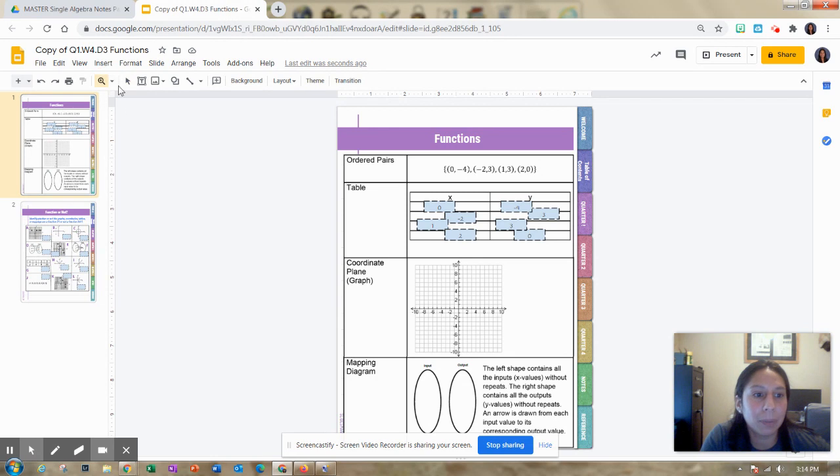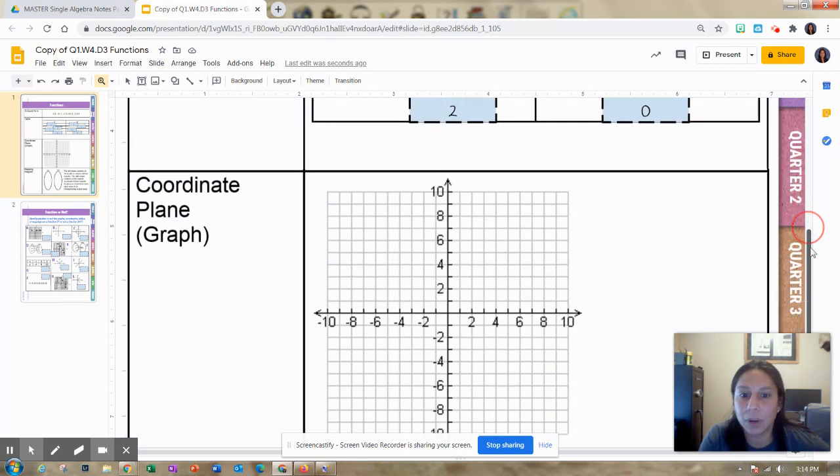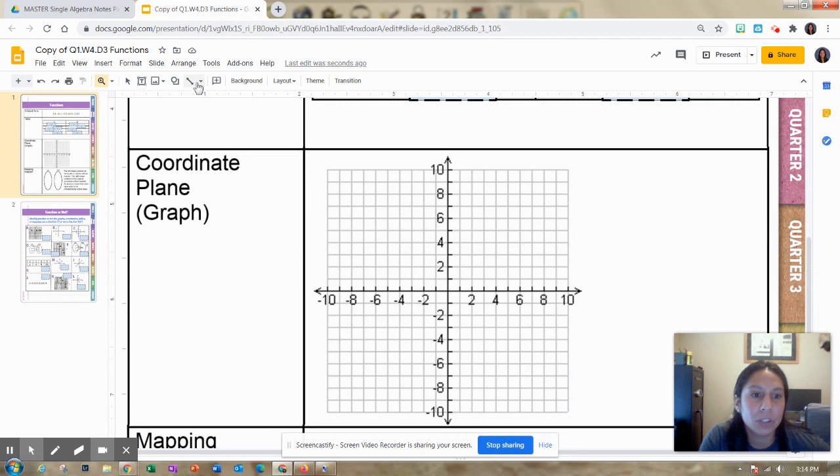I'm going to make it a little bit bigger so you can see my screen. Looking at the first ordered pair, we had (0, -4). So I'm going to go to my scribble tool right here. And when I click the scribble, I want to put a dot at (0, -4). So 0, down to -4, I'm going to click it and scribble a whole dot right there at (0, -4).